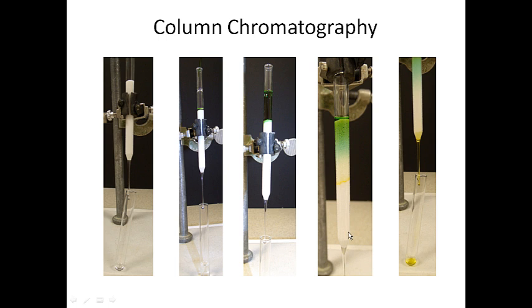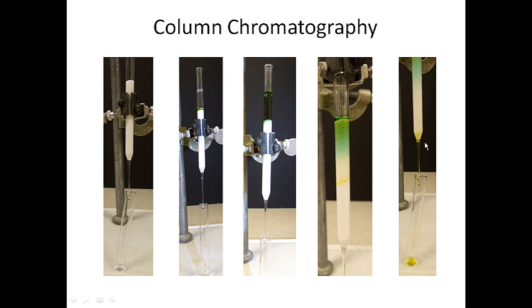Now you're going to collect the clear solution that's coming out of this pipette. You're going to collect that clear solution until the yellow band just starts to get close to the end. Then you're going to switch to a brand new test tube and collect the yellow band as it comes off the column. With pure hexanes, only the yellow band will come off. The green band may spread out, but it won't make it all the way down to the bottom.